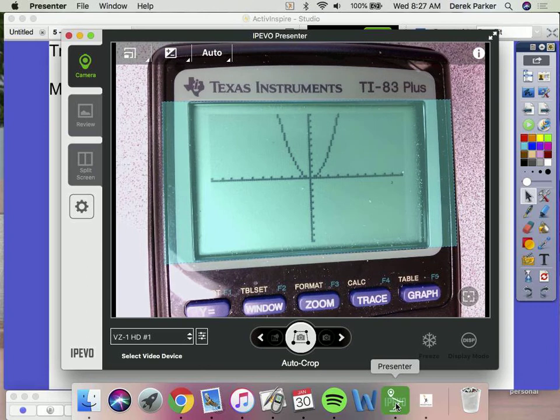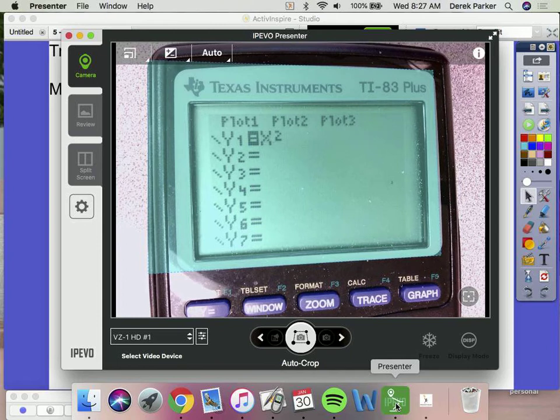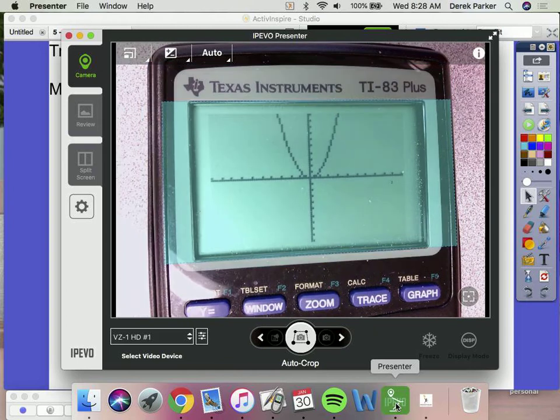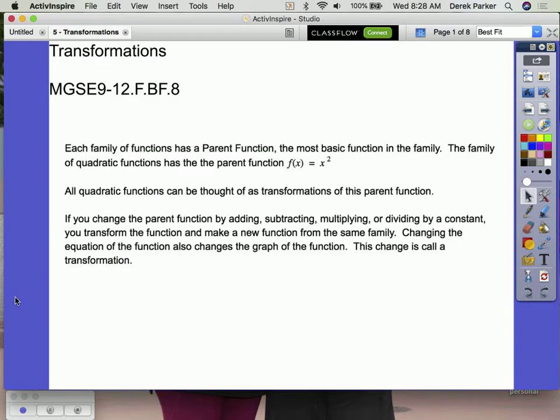Here's an example, and to do this, you want to go to your TI-83 and click y equals, and you're going to see I have y1 equals x squared. So I'm going to go to graph, and that is what the parent function is supposed to look like. All quadratic functions can be thought of as transformations of this parent function.